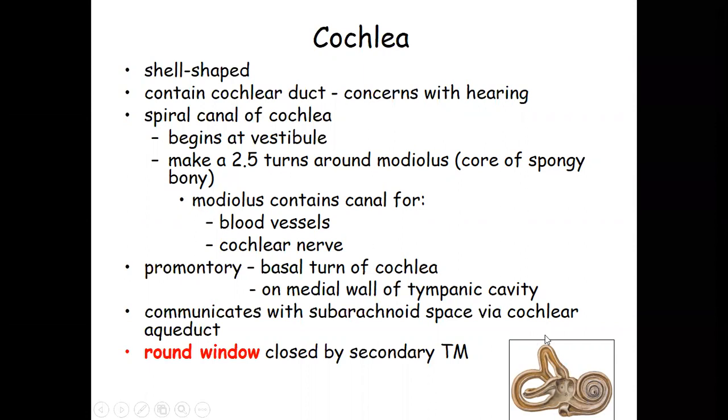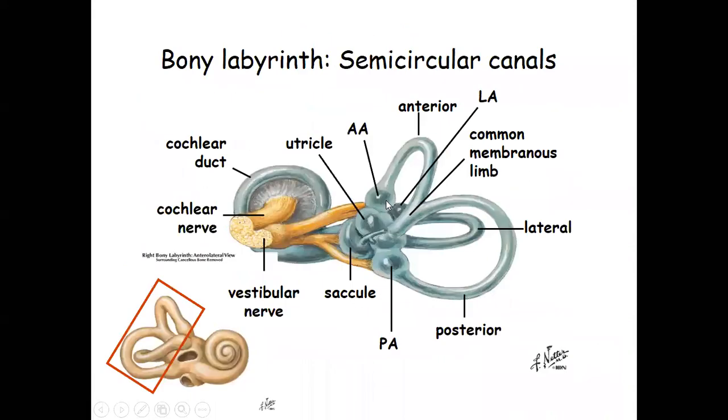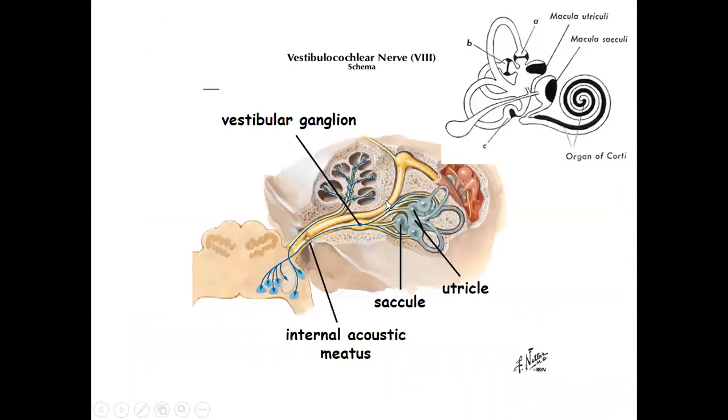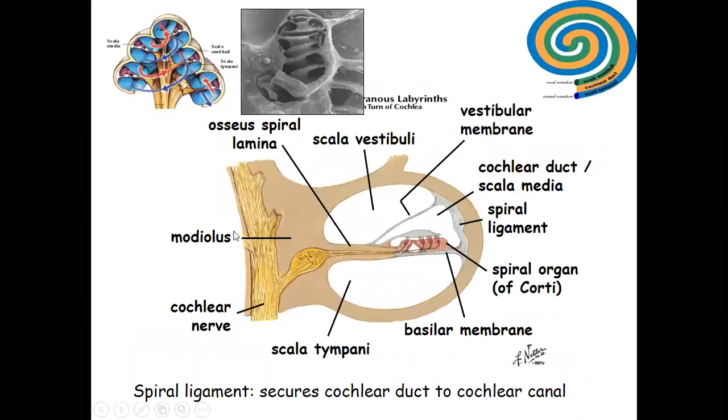The modiolus contains the canal for the blood vessels and also the cochlear nerve. These are the contents of the modiolus. I'll move to the next slide just to show you what the modiolus looks like. You can see here, this is the modiolus. The cochlea makes a spiral turning like this, so in the middle here we have the modiolus.